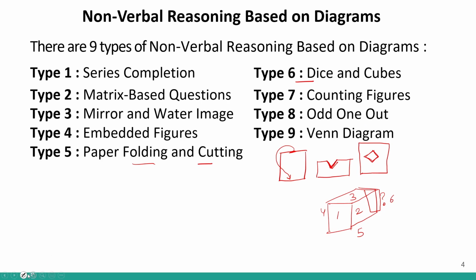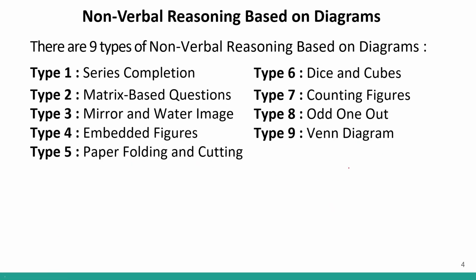Then counting figures. What do you mean by counting figures? Counting figure means that if I have a square, okay, if I have something like this as my image, I have to find how many squares are there in this image. So any person will say 1, 2, 3, 4. 4 squares are there. Is it correct? No, because you forgot that this is also a square. This is also a square. So in total we have 5 squares.